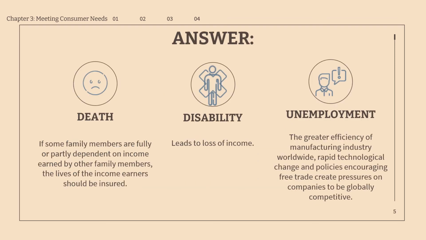The first one is definitely death. If some family members are fully or partly dependent on income earned by other family members, the lives of the income earners should be insured.